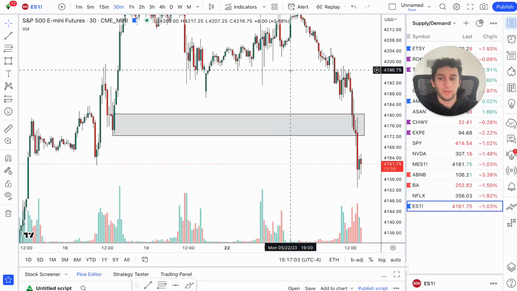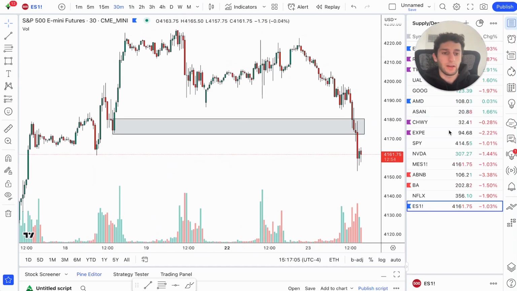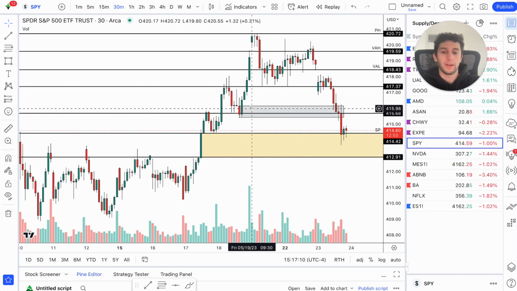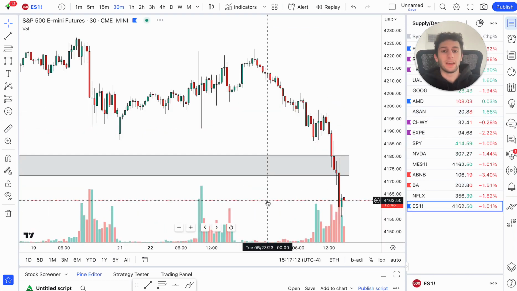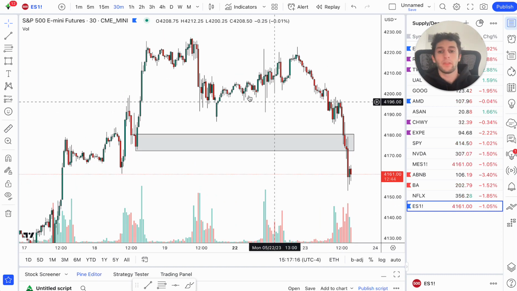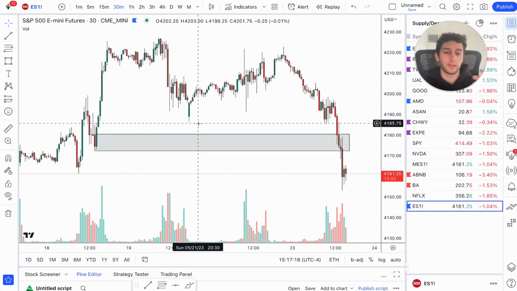I'm going to show you this 30-minute demand example. I was actually watching this today on SPY. I have a bunch of levels here, but you can see this 30-minute demand on SPY. I'm just going to do it on ES because it's a cleaner chart, but at the end of the day, it's the same thing. Now, this is a pretty good demand zone. Let's just get right into it.